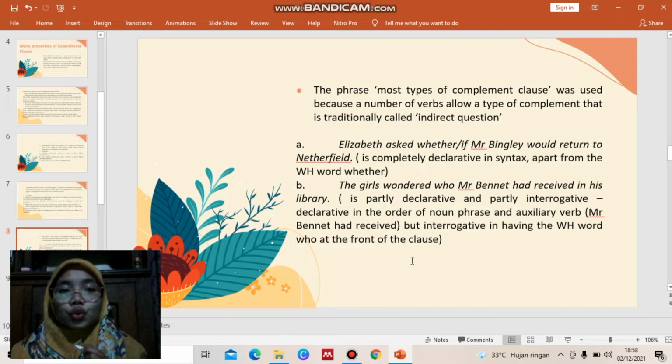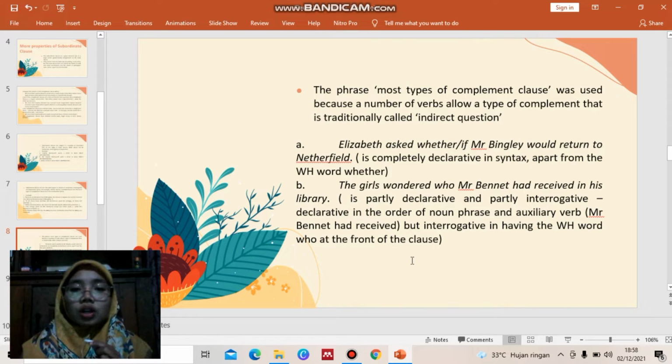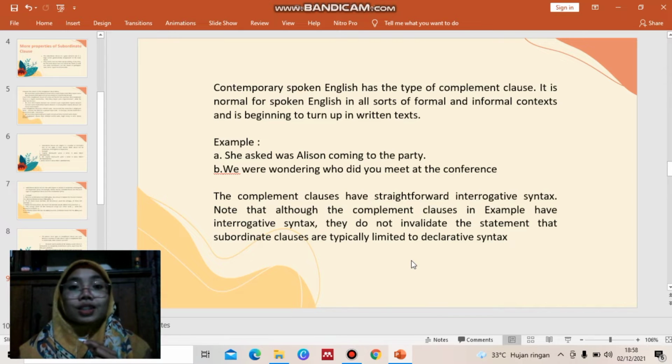Bingley would return to Netherfield is completely declarative in syntax, apart from the WH word whether. B. The girls wondered who Mr. Bennet had received in his library is partly declarative and partly interrogative. Declarative in order of noun phrase and auxiliary verb, but interrogative in having the WH word who at the front of the clause. Contemporary spoken English has this type of complement clause.